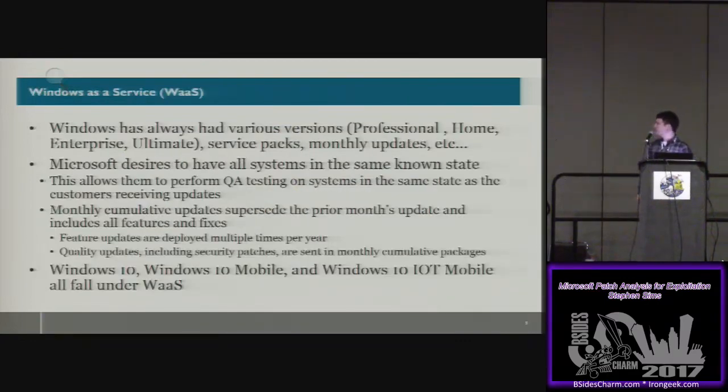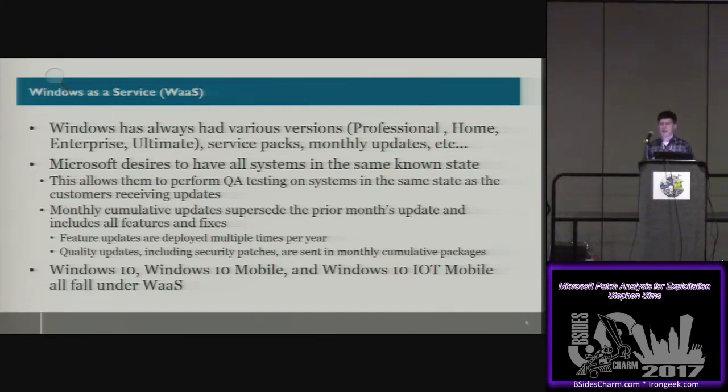Windows as a service, real quickly. This started with Windows 10 primarily, where it was known that there were going to be cumulative updates, and I'll talk more about what these cumulative updates mean a little bit later. Windows 7 and 8, they also wanted to push those operating systems towards using cumulative updates as well. And again, I'll explain more about that.